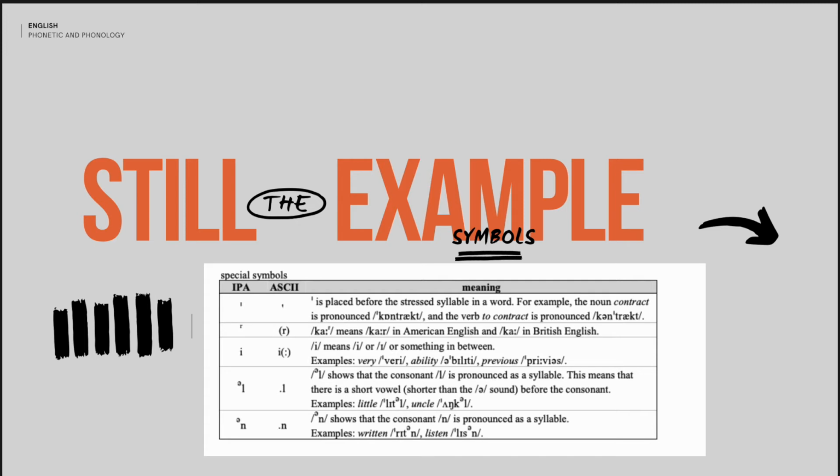And the last symbols, ant. Ant shows that the consonant N is pronounced as a syllable. For example, written, written, listen, listen.